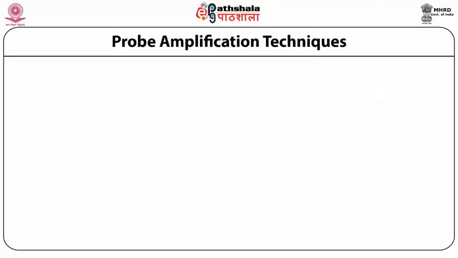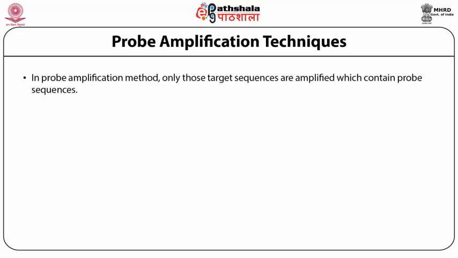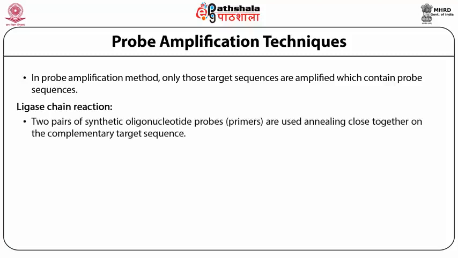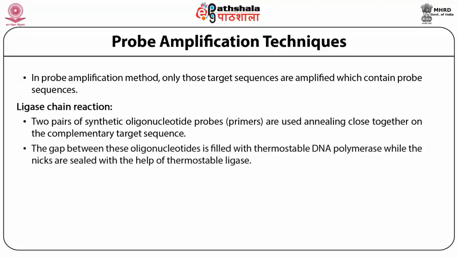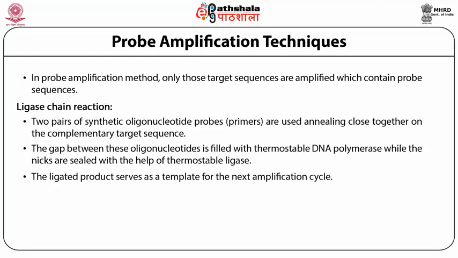We have discussed the target-based amplification techniques, and now we will discuss the probe-based amplification technique. In probe amplification method, only those target sequences are amplified which contain the probe sequence. And for this, the most important method is ligase chain reaction. Two pairs of synthetic oligonucleotide probes are used, annealing close together on the complementary target sequence. The gap between these oligonucleotides is filled with thermostable DNA polymerase, while the nicks are sealed with the help of thermostable ligase. The ligated products serve as a template for the next amplification cycle.